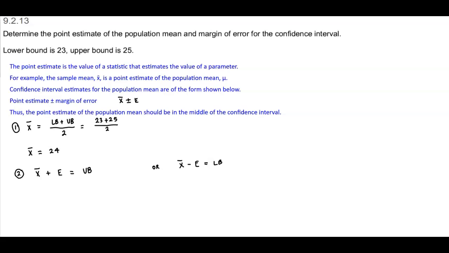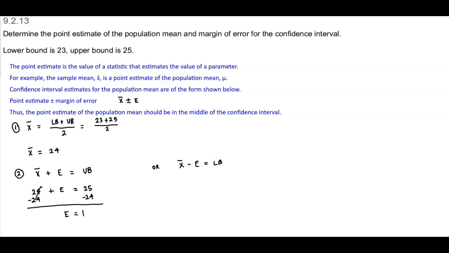So we know that the point estimate is 24 plus the margin of error, and we know that the upper bound is 25. So in order to solve for margin of error, we're going to subtract 24 from both sides. And so therefore, the margin of error is going to equal 1.